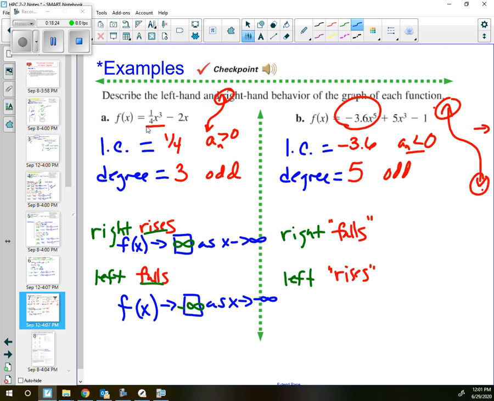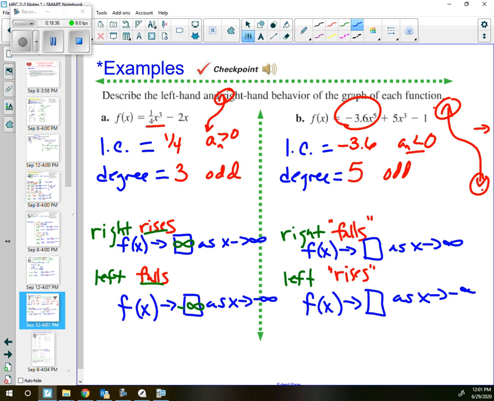Now, this is just a flip, though, of what we just did. So for the right end, f of x approaches what? As x approaches infinity. And then the left end, f of x approaches what? Blank, as x approaches negative infinity. Those sentences are always the same. What you're filling in is what the function does. It falls on the right, falls. Whenever you say falls, going down, negative infinity. On the left, it rises, so positive infinity.